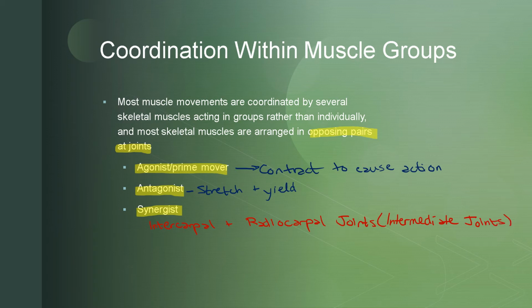So if movement at these intermediate joints was unrestrained, you wouldn't be able to flex your fingers without flexing your wrist at the same time, because those muscles that flex your fingers cross all of these joints. So we have these synergists to restrain those intermediate joints so that you don't have to flex your whole hand and wrist at the same time.